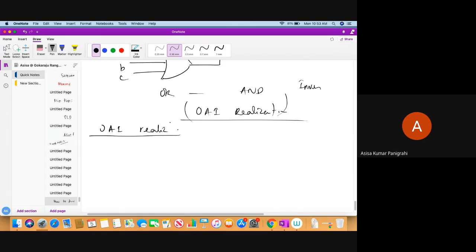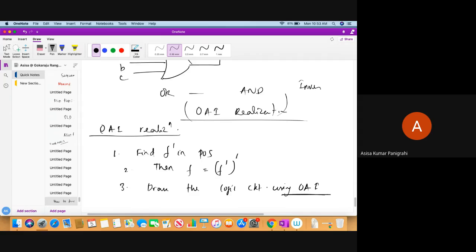The steps will be here. I'm just generalizing here. Step one, find F bar in POS. This is my first step. Second step, then find F, which is nothing else, F bar's bar. Then third one, draw the logic circuit using OAI.